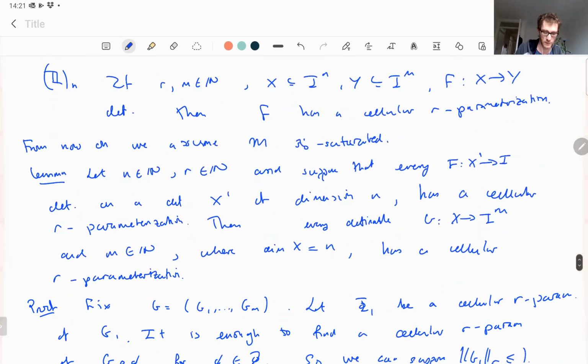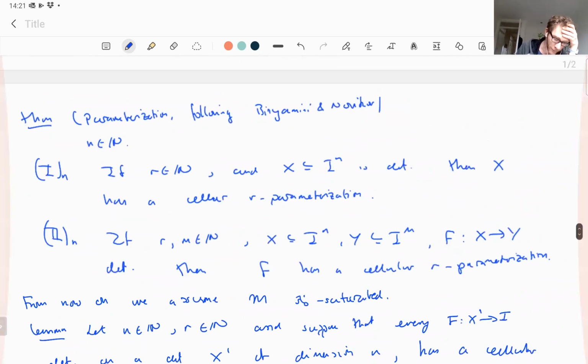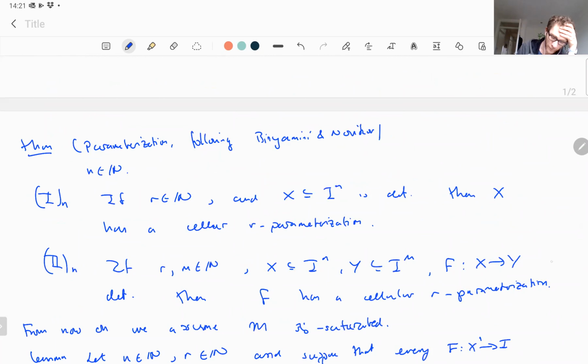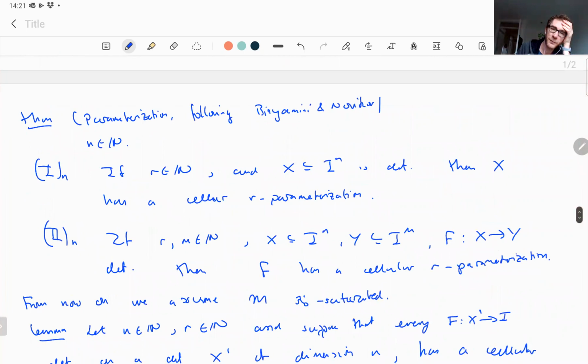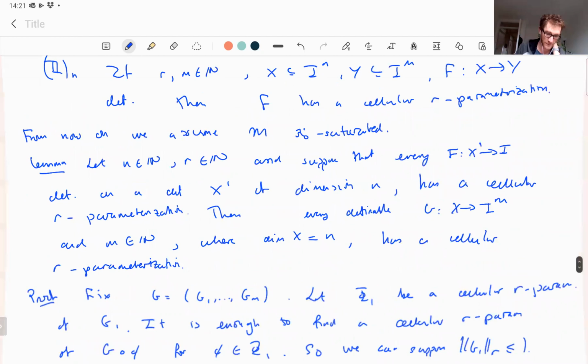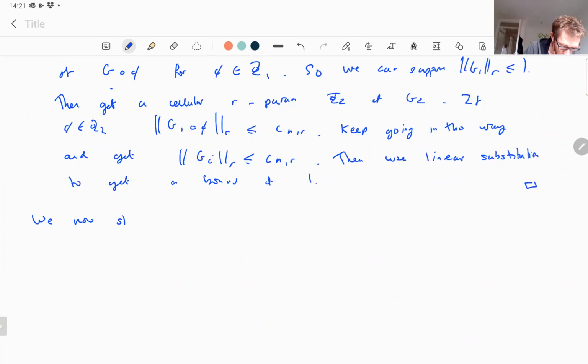So now we're going to do this by induction, but for n equals one, this one is okay. So I have to prove this one for n equals one, right? Because if I have a definable subset of I, it clearly has a cellular R parameterization. So we now start the proof of 2, 1, the function version.